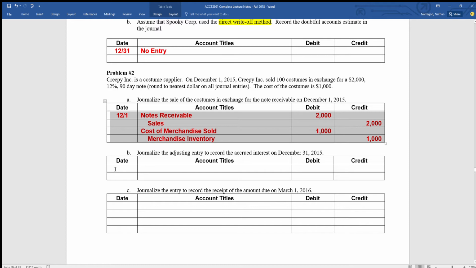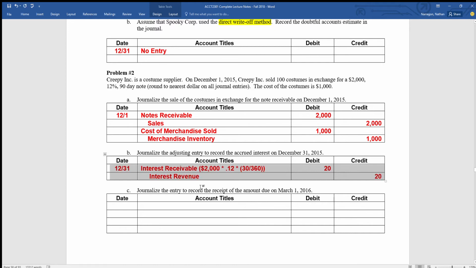So next we journalize the adjusting entry to record the accrued interest on December 31st. Again, this was a 90-day note. And we did it on December 1st. So we only have 1 month, so only 30 days that we're going to use to figure this out. So again, interest receivable, because we're expecting to receive this interest, the payment on interest of $20, basically the $2,000 times 12% times 30 divided by 360. And again, we've earned the interest even though we haven't received the cash for it. So we have to basically credit $20 to interest revenue.